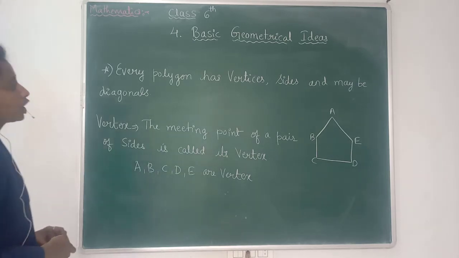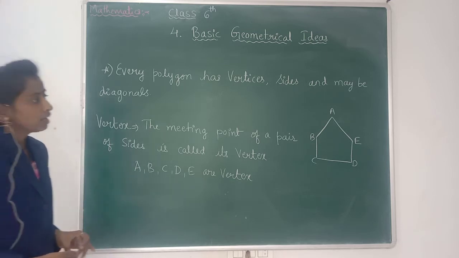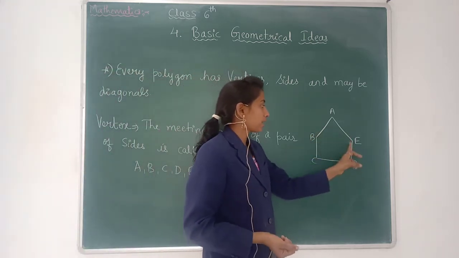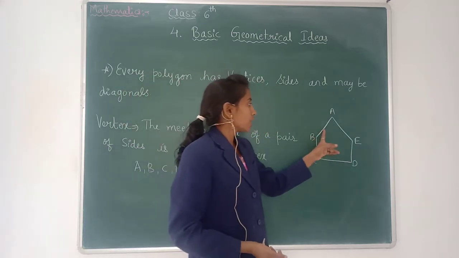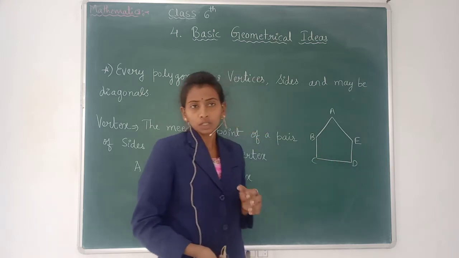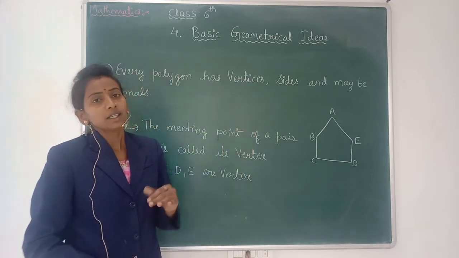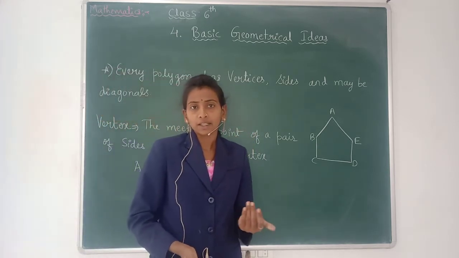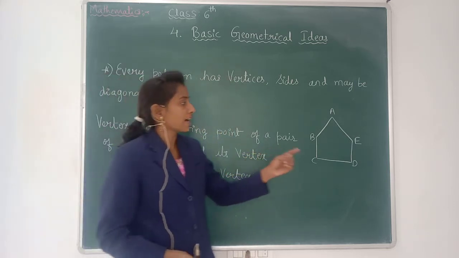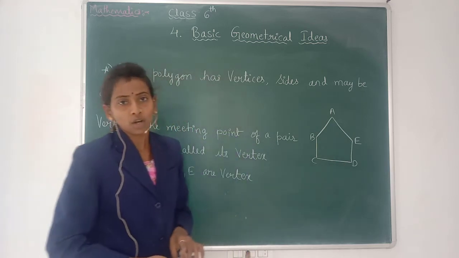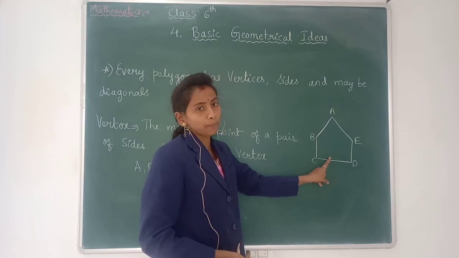Next, every polygon has vertices, sides, and maybe diagonals. On the basis of the sides of the polygon, we classify and give names. Here we have 1, 2, 3, 4, 5 sides, which means it is a pentagon. If we have 4 sides, we call it a quadrilateral. If we have 3 sides, we call it a triangle. Penta means 5. If it has 5 sides, it is called a pentagon.